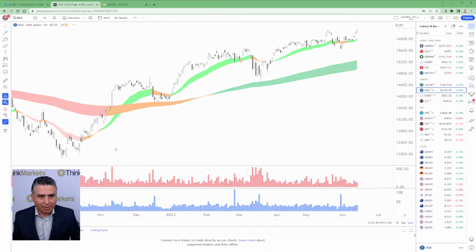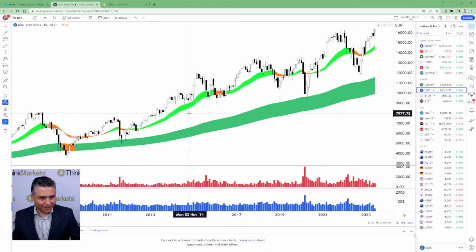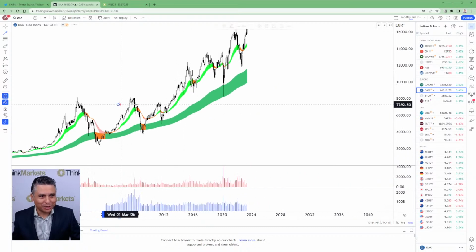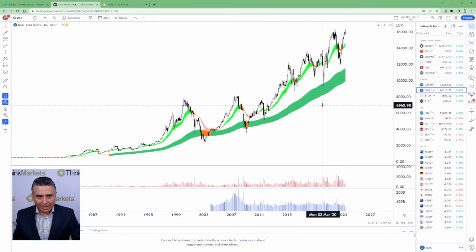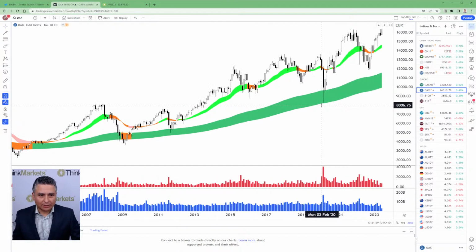So let's zoom that out. We'll go to a monthly chart, and just to prove it to you, just in case you didn't believe me, I know you believe me. There's the DAX. Let me see how much history we can get there. Oh, that goes back to 1971. What an amazing, amazing looking chart that is.